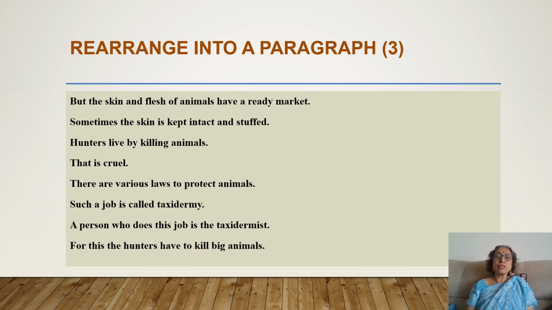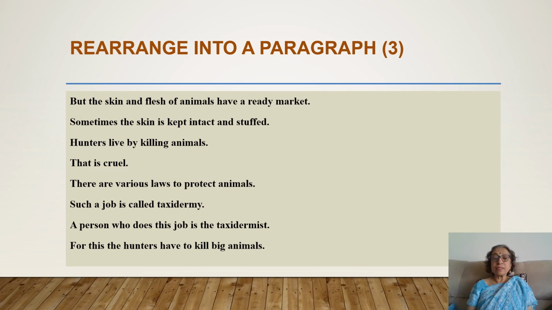This is the last of this exercise where you have a few sentences. But the skin and flesh of animals have a ready market. Sometimes the skin is kept intact and stuffed. Hunters live by killing animals. That is cruel. There are various laws to protect animals. Such a job is called taxidermy. A person who does this job is a taxidermist. For this, the hunters have to kill big animals.